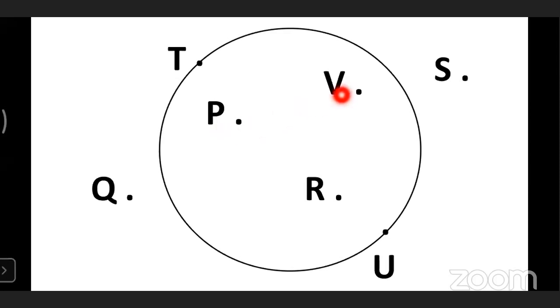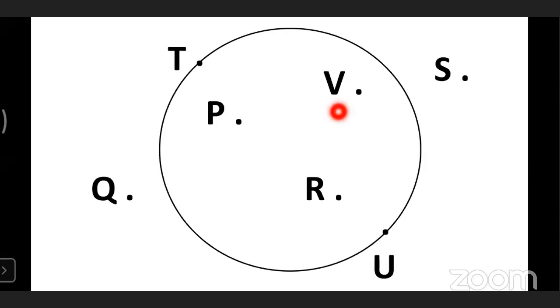Very nice. Now point S. Interior point or exterior point? Exterior. Very good. Point S is the exterior point. Why? Because that is outside of the circle, right? Very good. Now point V. Interior. Yes, very good. Point V is the interior.